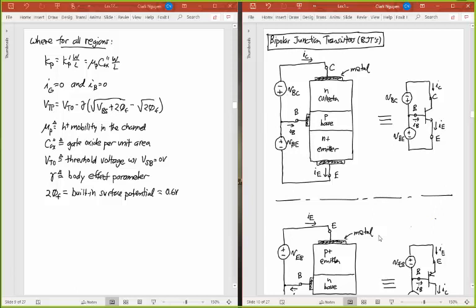Over time, MOS transistors have taken over for fully integrated applications like CPUs, mainly because they consume less power. And that was the big thing. It was the low power consumption of MOS transistors that allowed them to be dominant in these large integrated circuits that have billions of transistors now, right?